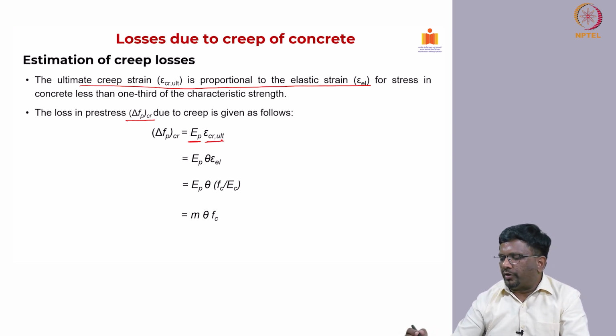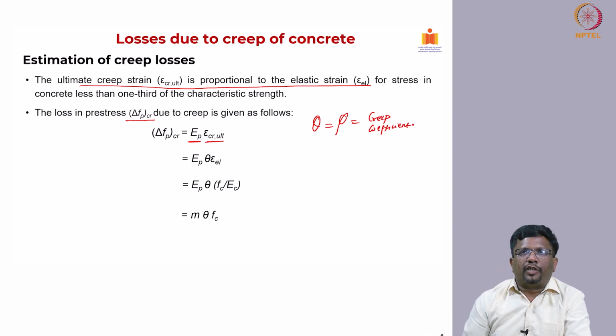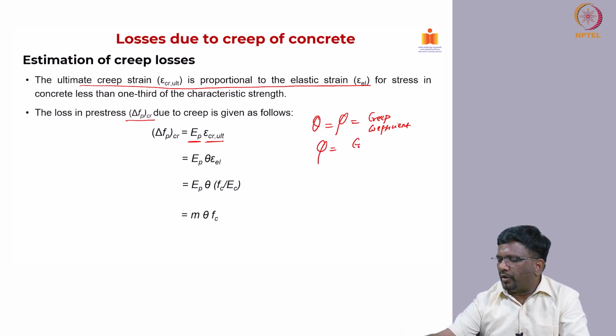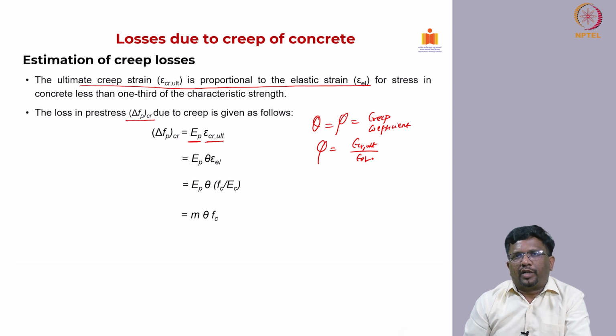Now, we also talked about the creep coefficient, which is theta, or sometimes we also call it phi. This creep coefficient phi is nothing but epsilon creep ultimate divided by epsilon elastic. That means the total strain due to creep divided by elastic strain is your creep coefficient. So epsilon creep ultimate is epsilon elastic times phi, which is what we have written here, theta into epsilon elastic. Theta and phi are the same. These are called creep coefficient.